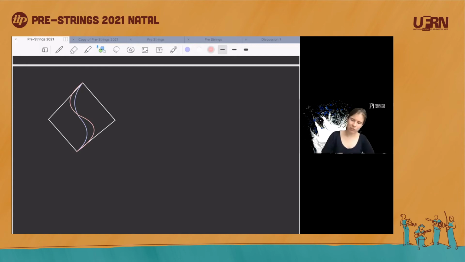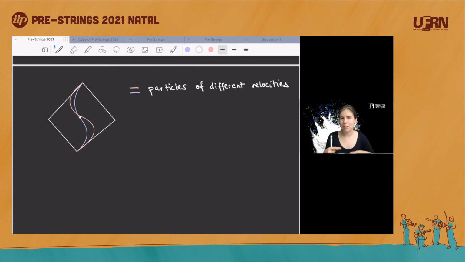Okay, it's not a perfect diagram, but this and this are essentially particles of different velocities. So they're boosted relative to one another, and they cross. I was trying to show a situation where they meet at r equal to 0 at t equal to 0. But of course, in a more general situation, you can have them evolve in whatever way.